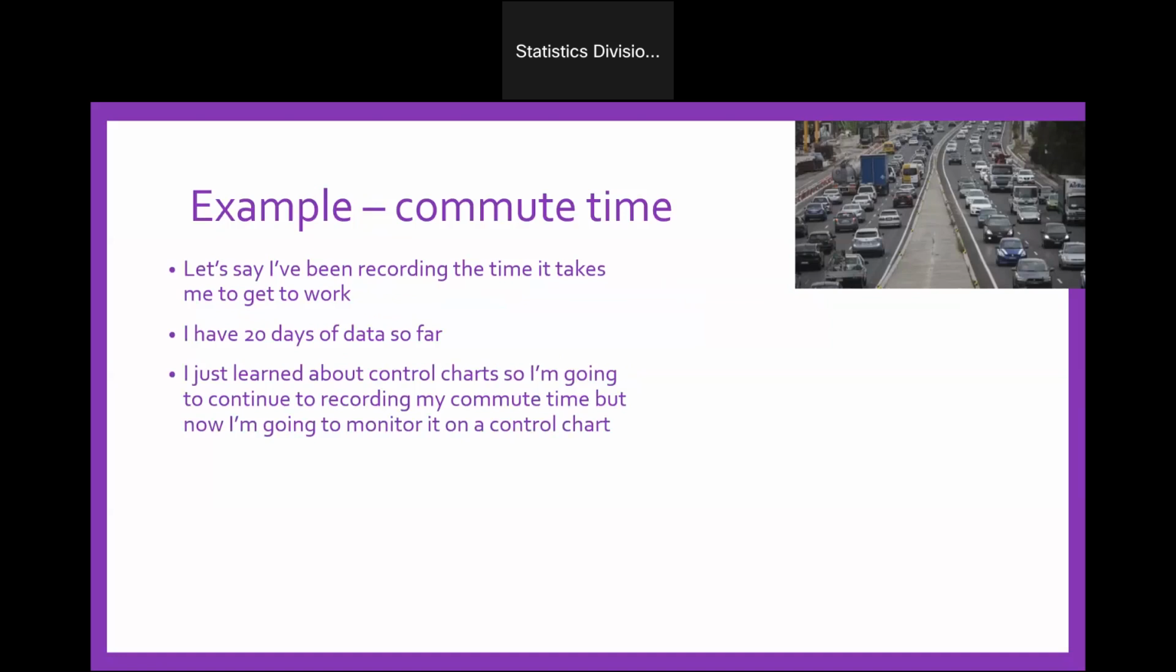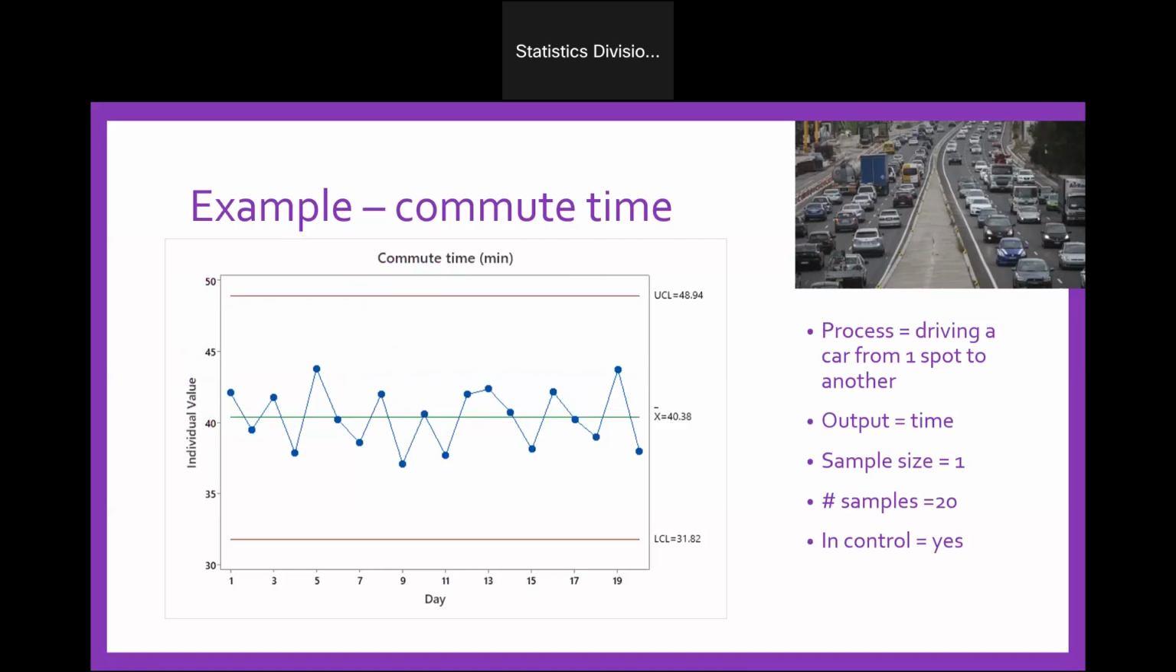So an example of a process that a lot of people have dealt with, I don't know if you guys have had to commute anywhere yet, if you drive to school or anything like that yet, but I'm sure you hear about it. And I'm sure you've had to drive somewhere before. So let's just say that I've been recording the time it takes me to get to work. And I have 20 days of data so far. And I've decided that I'm going to put it on a control chart. So here's what my data looks like so far.